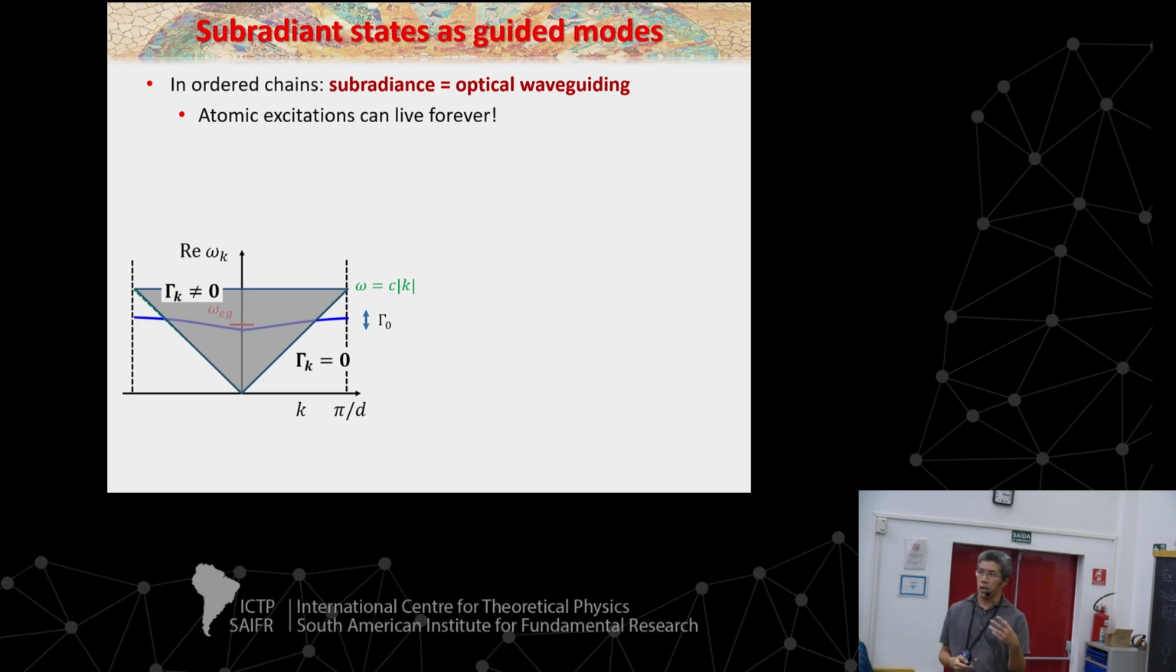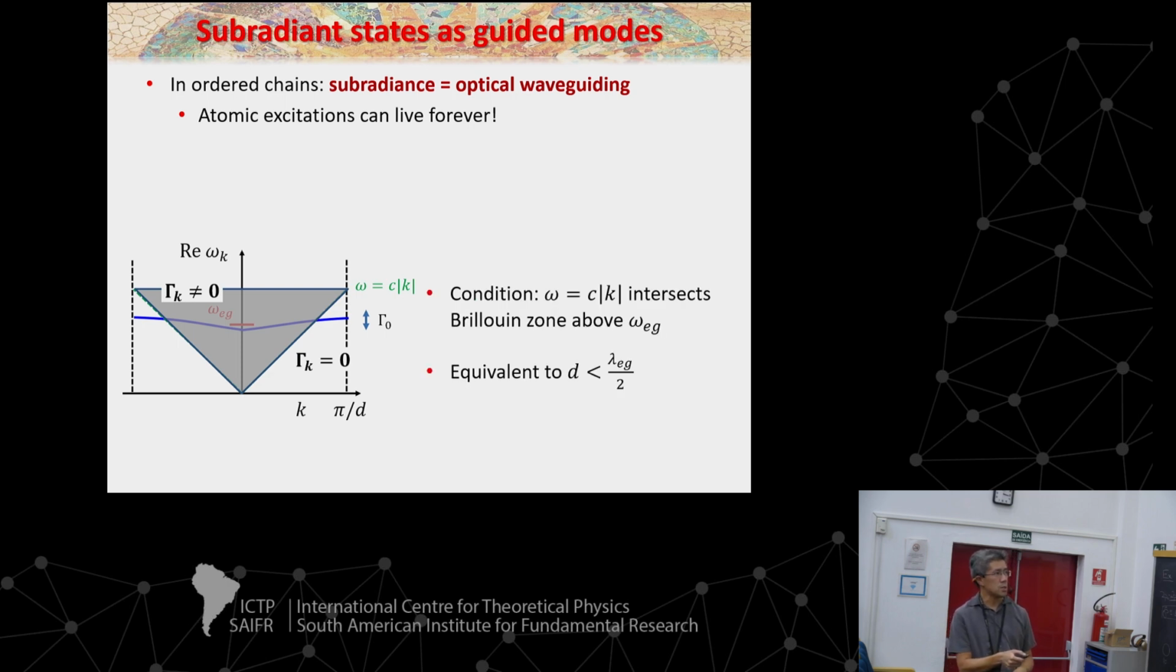So in that case, part of this blue dispersion relation is guaranteed to live beyond the light line. If you take that condition on resonance frequencies and convert it back to distances, you see that's completely equivalent to the lattice constant being smaller than lambda over 2. So that explains the finite size numerics that we saw earlier. Any questions on that?